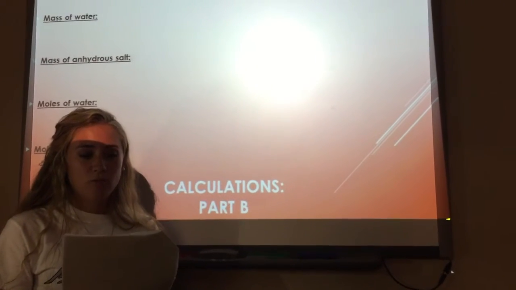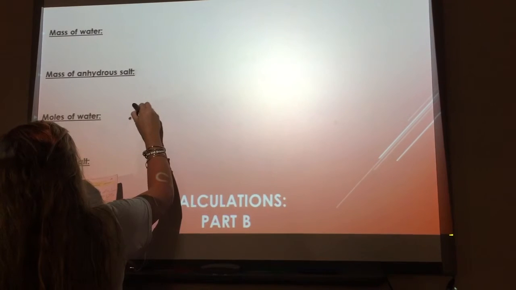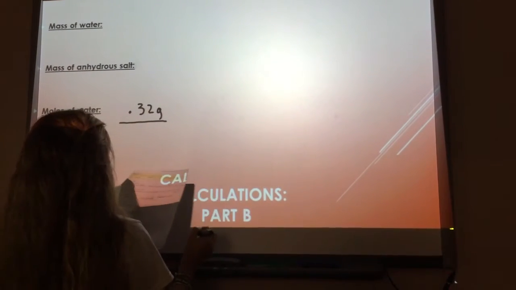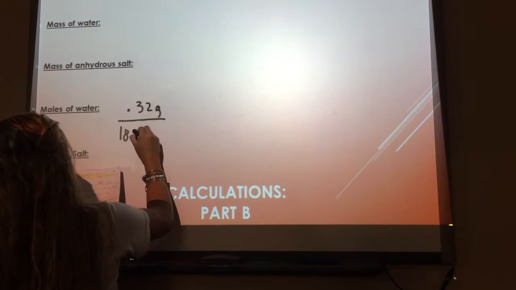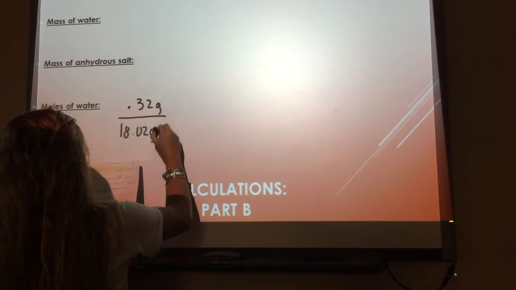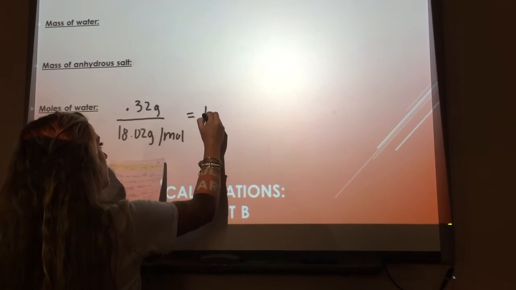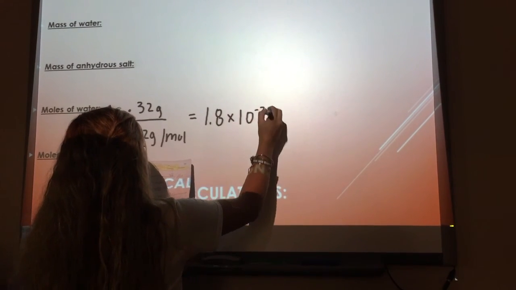Next, we had to find the moles of water. So to do this, we took the mass of water, which we found out was 0.32 grams, and we divided it with the molar mass of water, which was 18.02 grams per mole, which means that our water was 1.8 times 10 to the negative 2 moles.